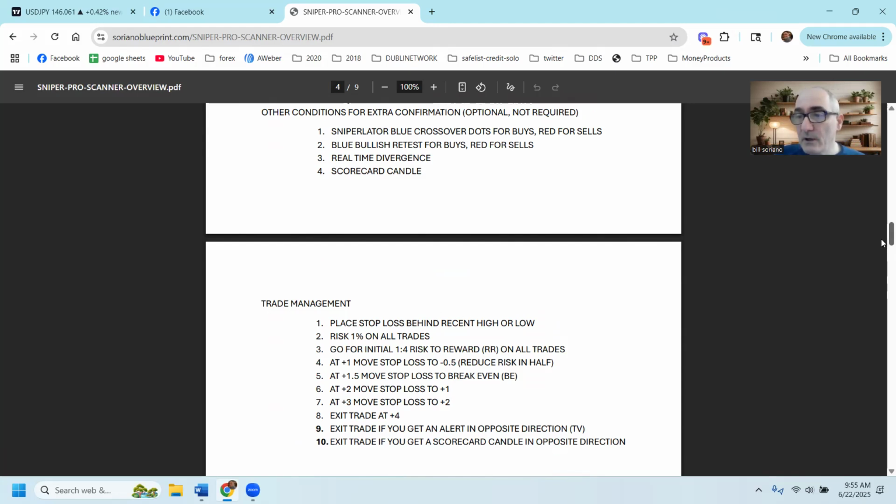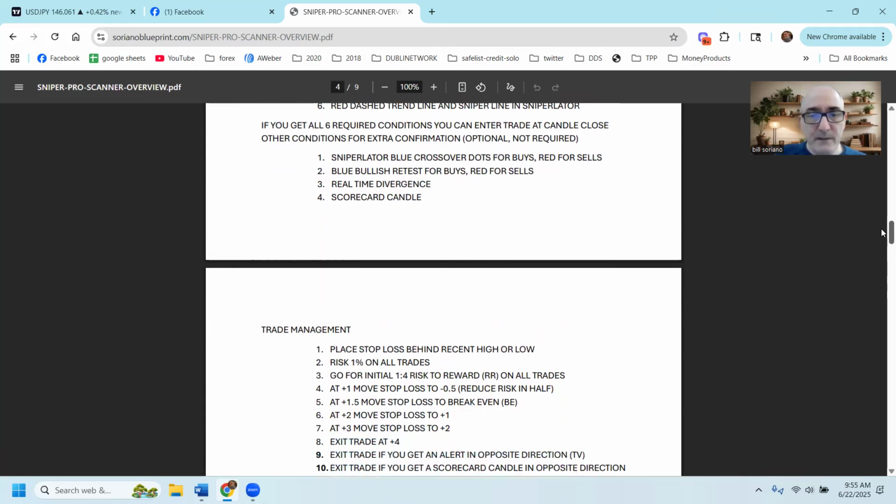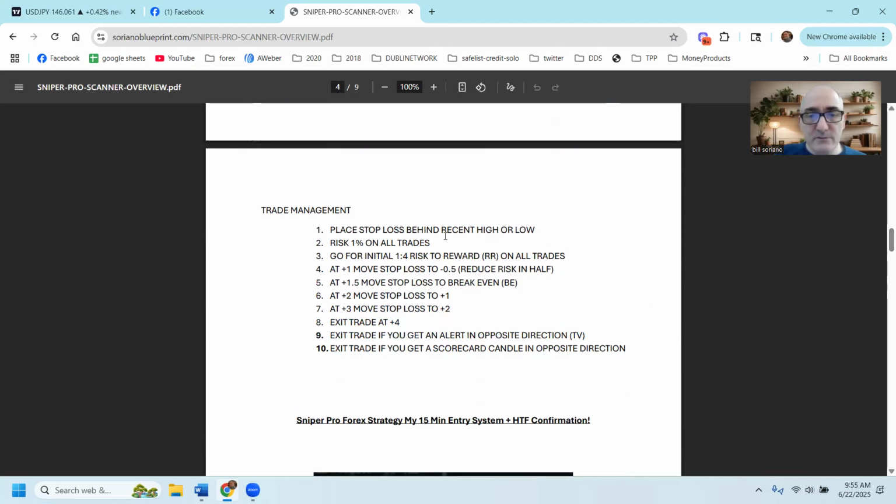So we can enter once all six of our conditions are met up here. Then if you get all six required conditions, you can enter the trade at the candle close. So the candle closes, we place our stop loss below the recent high or the low, and we risk 1% on all trades, guys. That's what I'm doing in this trade plan.